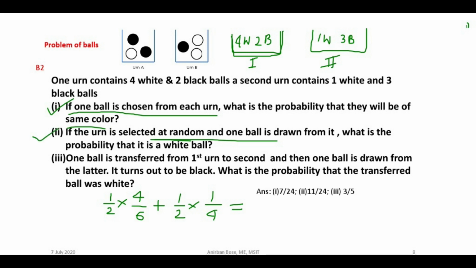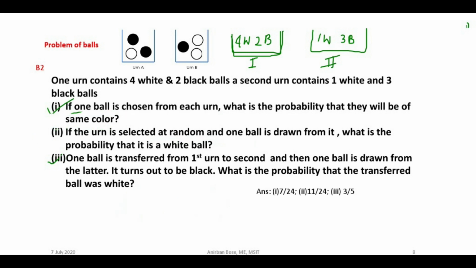The next problem is: one ball is transferred from the first urn to the second, and then one ball is drawn from the latter. It turns out to be black. What is the probability that the transferred ball was white? Now this problem is a problem of Bayes theorem. So let us try to understand how to use the Bayes theorem through this problem.